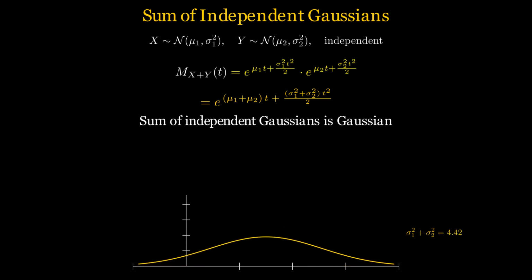Watch as the combined variance grows. The bell broadens, but stays Gaussian. What if X and Y are not independent?